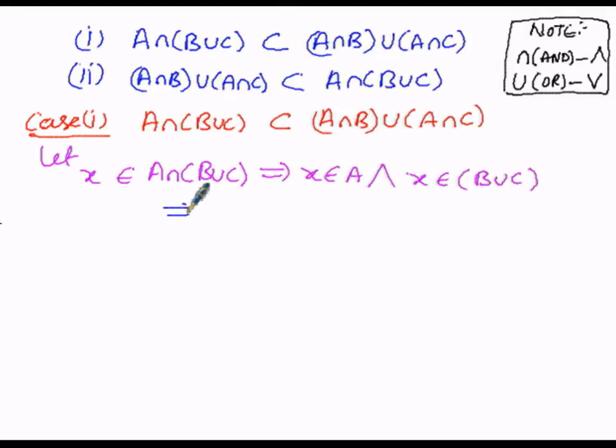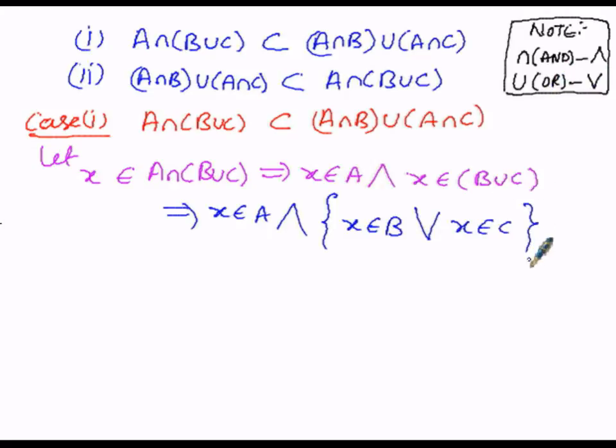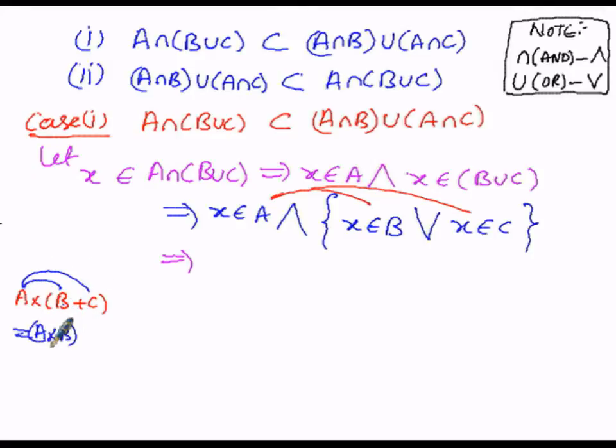Then the next logical step: that implies X belongs to A, and now I want to elaborate the condition within the brackets, that is X belongs to B union C can be written as X belongs to B, union written as OR, then X belongs to C also, bracket close. Then the next logical step: that implies, here I am going to apply the distributive law. X belongs to A with X belongs to B, then later A with C, that is A into B plus C can be written as first A with B, then later A with C, that is A into B plus A into C. So I am applying this rule.